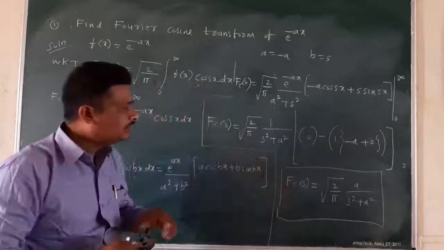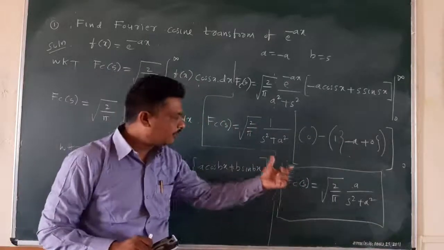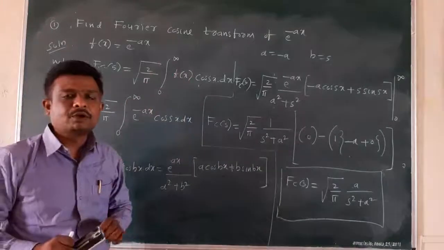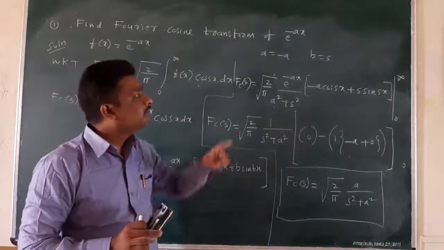So this is the Fourier cosine transform of the function e to the power of minus ax.